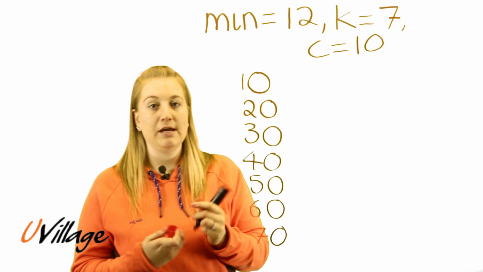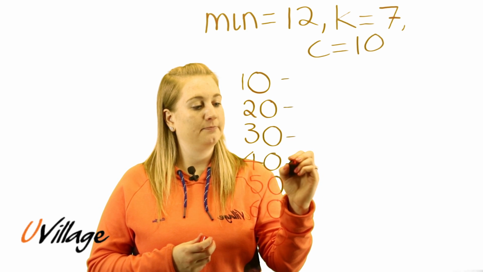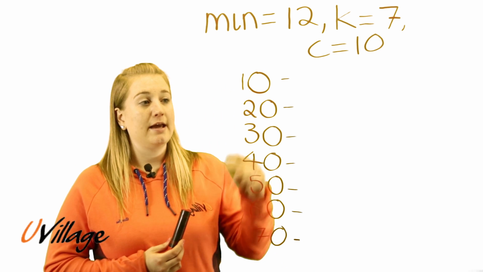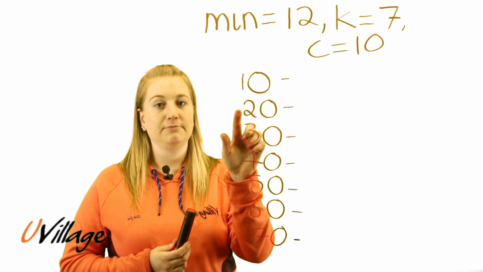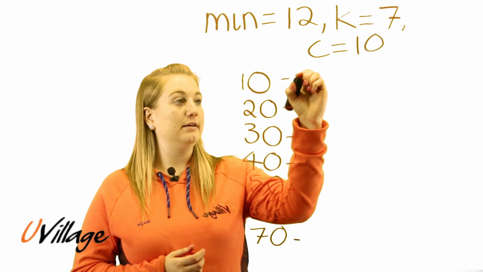The final step is to calculate your upper values of all these classes. And this is done by just taking 1 unit less than these lower values. So the value less than this lower value will be 19.